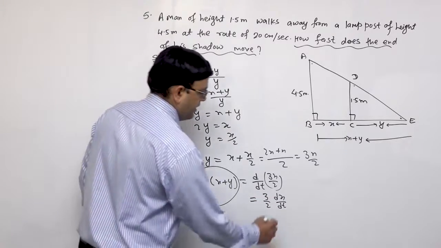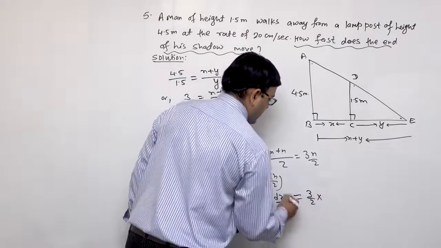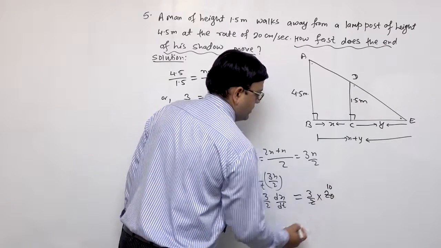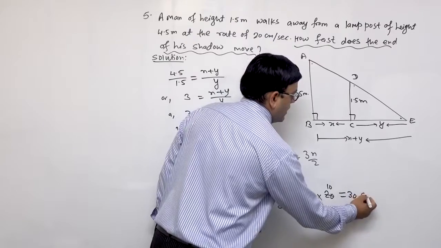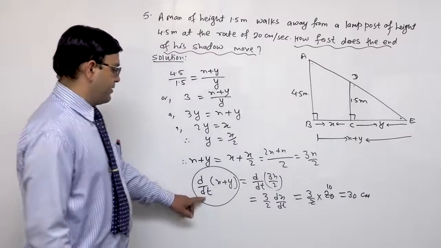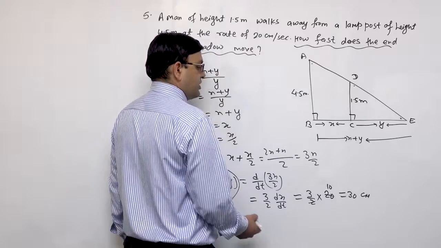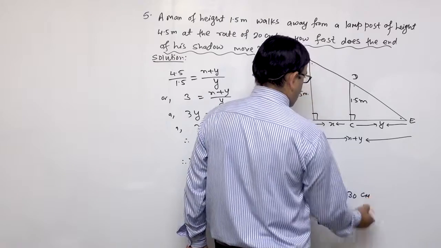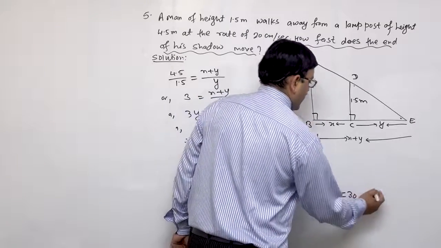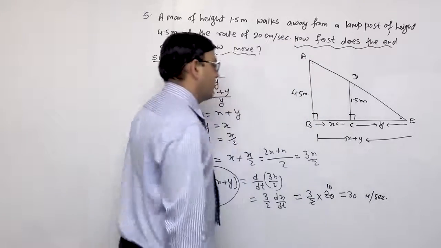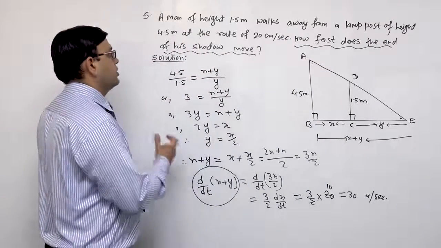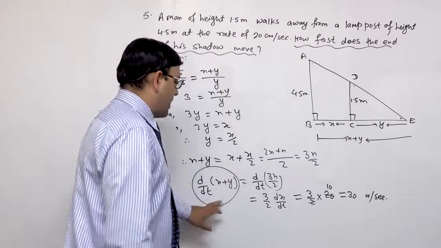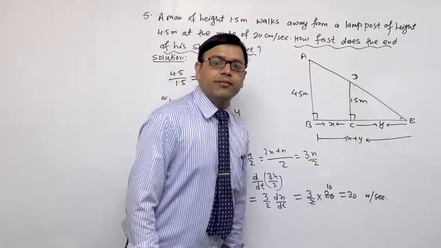We know dx by dt is 20. So 3 by 2 times 20, we can cancel 10, so this is equal to 30. This is the rate with respect to time t. So this is 30 centimeter per second. Centimeter per second is the required answer of this question. How fast does the end of his shadow move? Due to that, we have to find the rate, so that one is 30 centimeter per second.